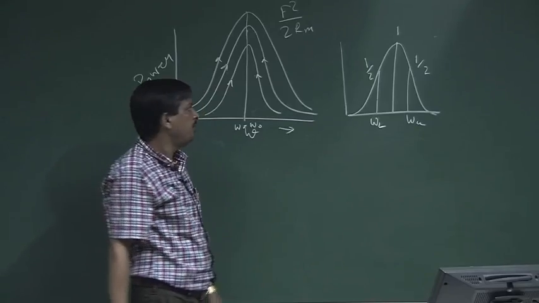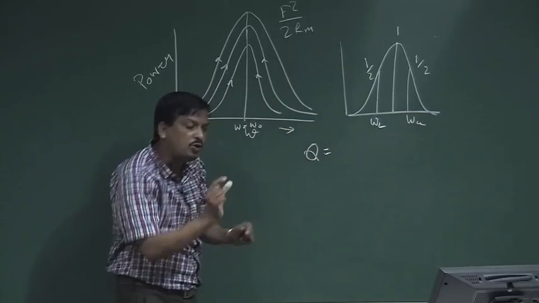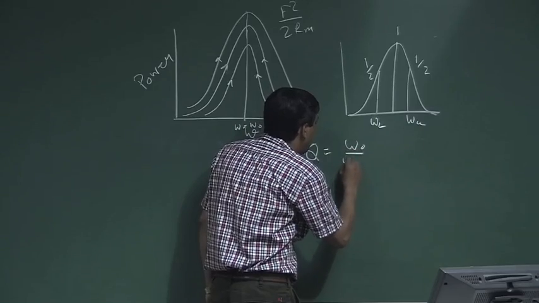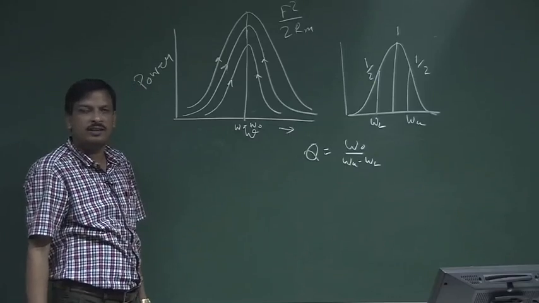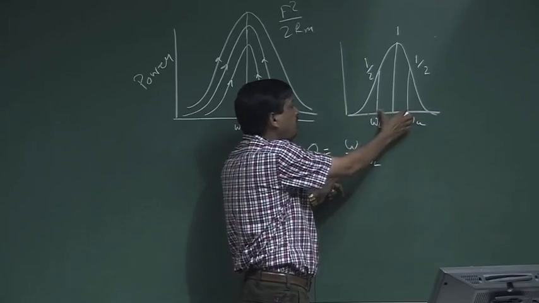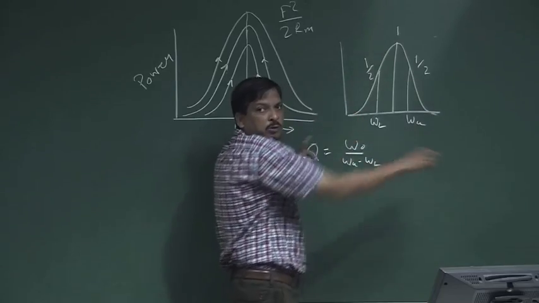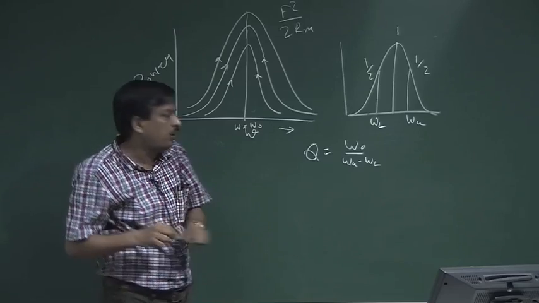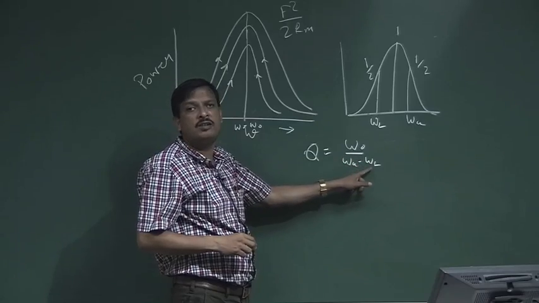then we know the quality factor of this resonance curve. How steep the resonance curve is, is defined as omega 0 divided by omega U minus omega L. That is called the quality factor. That means omega U minus omega L is the bandwidth. If the bandwidth is very small, the curve will be steeper. If the bandwidth is very large, the curve will be broader. So, that is the power transfer curve of the mechanical oscillator. The quality factor is defined as omega 0 divided by omega U minus omega L.